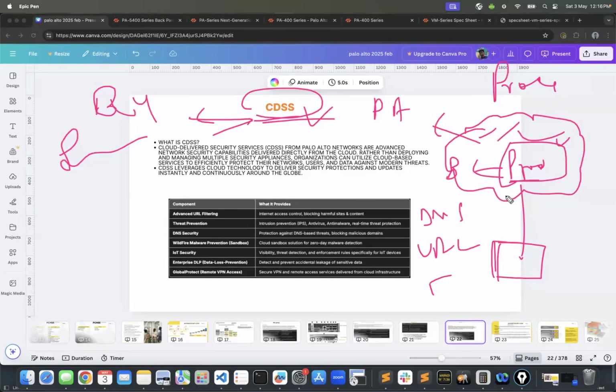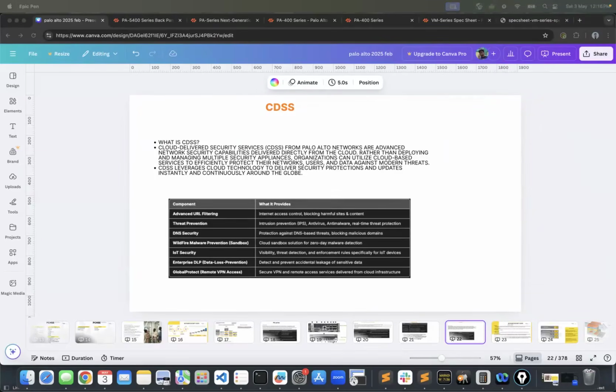As soon as you pay, it will be enabled in your box, whether it is a PA or a VM PA. It will just be enabled. This is called CDSS.